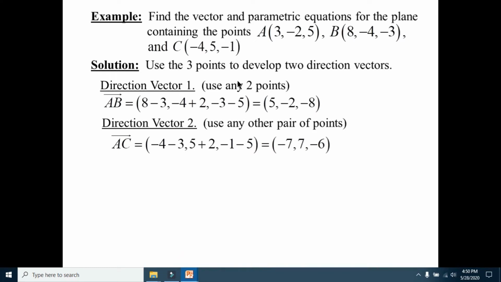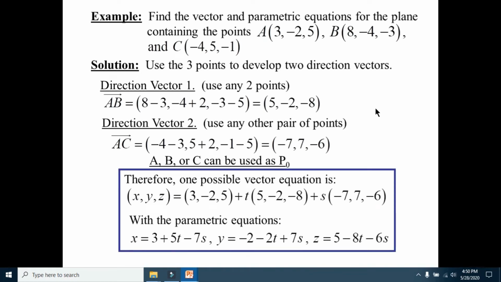And now we'll set up our vector equation of the plane. And the vector equation of the plane will have 2 parameters. A, B, or C could be used for our P naught, so you have 3 points to choose from here. And so answers may vary. One possible vector equation is, I picked A, 3 minus 2, 5, plus t times one of those direction vectors plus s times the other one of those 2 direction vectors. So we've got 2 parameters involved now.